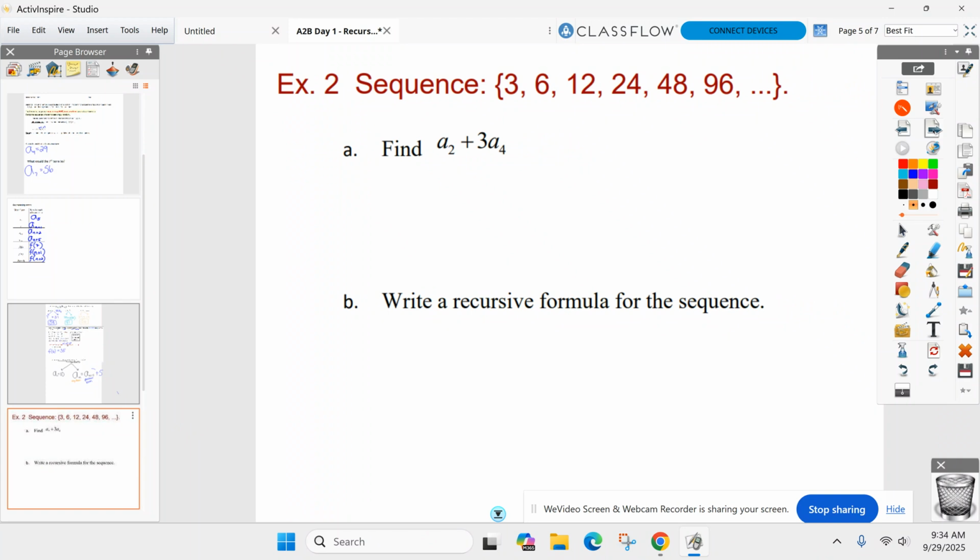Can you guys find, I think you guys should be good. Find that value first: A2 plus 3 times A4. See if you can find that value.